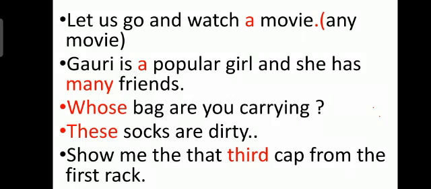Now look, Gauri is a popular girl and she has many friends. In this sentence we have two determiners. One is the article and the other is many.